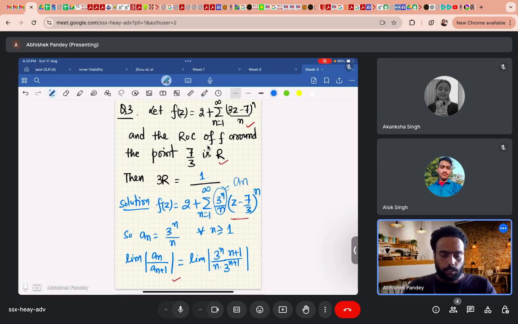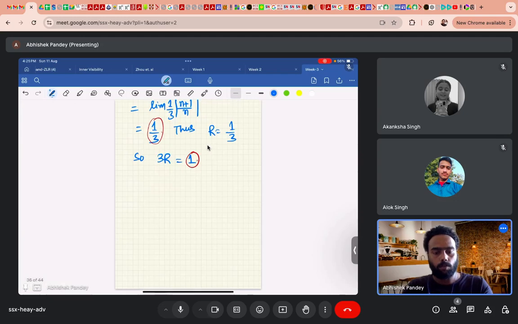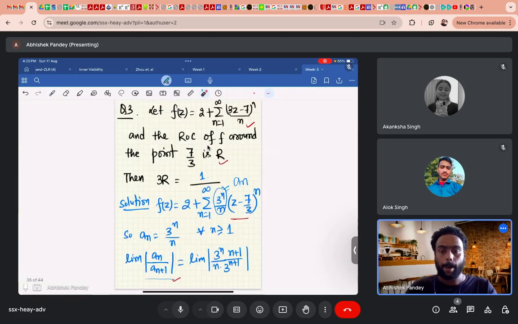Now what is this limit? Whether this limit exists or not. So this limit is nothing but 1 by 3. So what would be the radius of convergence? It will be 1 by 3. Okay. So 3r is equal to 1. Is it clear? This is just a calculation. This one is clear, na?